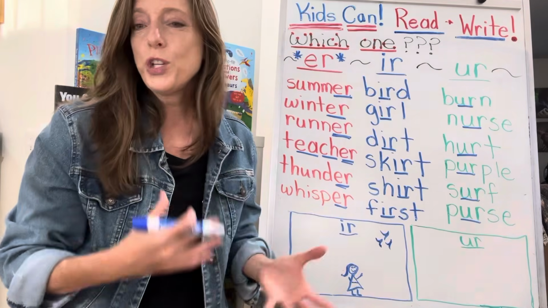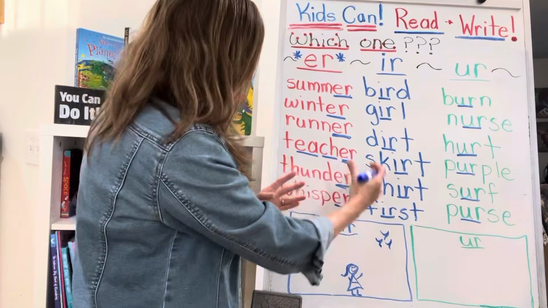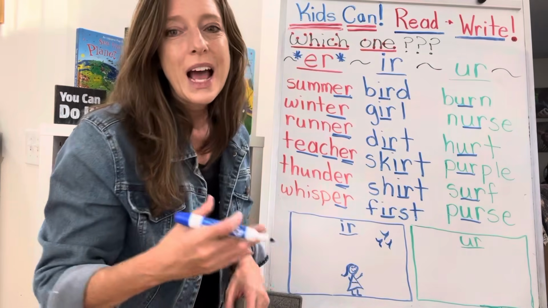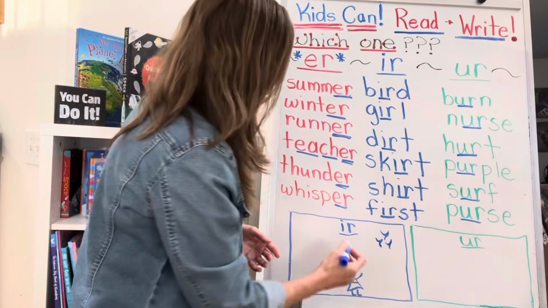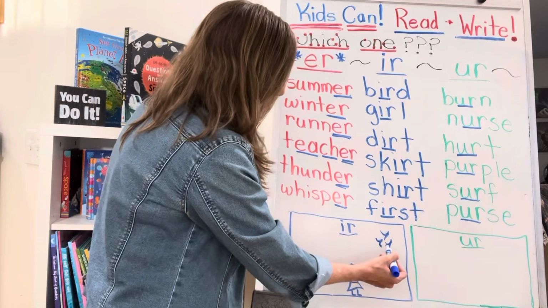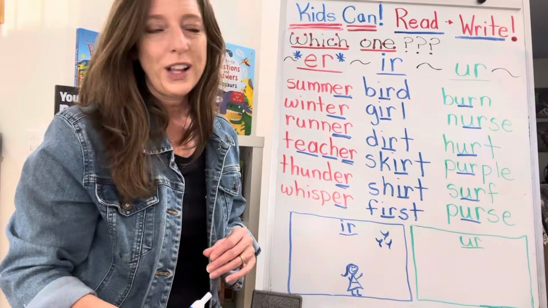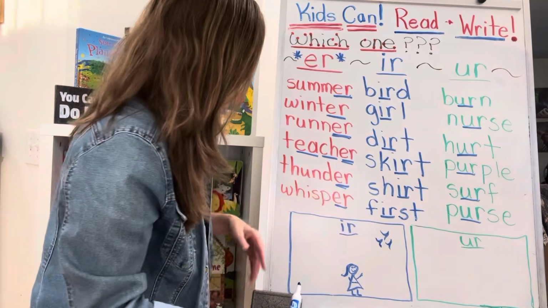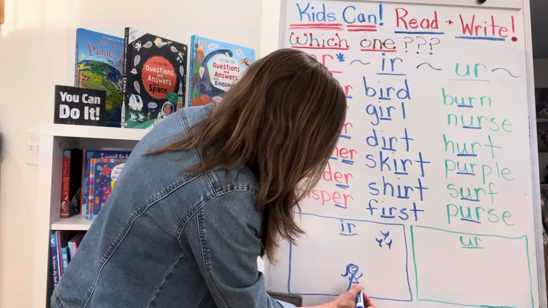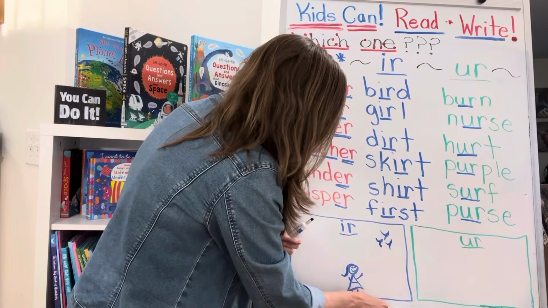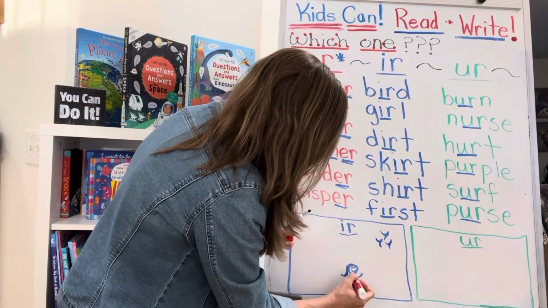So as you go through and put pictures in your big IR picture box, ask your child, like, okay, how many IR words can you remember? And see if they can repeat. Oh, birds, girl. Now, remember, skirt and shirt was also on here. So what I'm going to do is draw a shirt. Let's see.